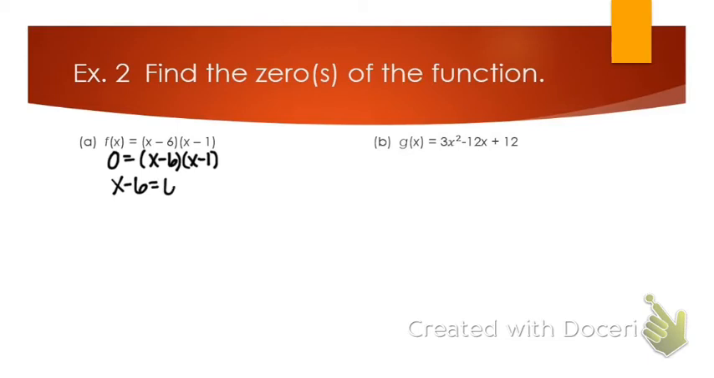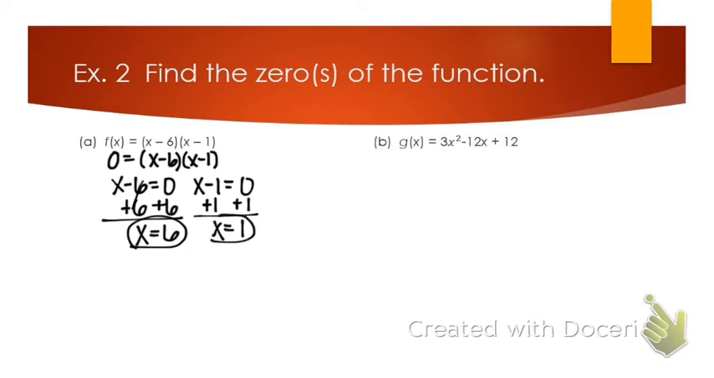X minus 6 equals 0 and x minus 1 equals 0. How do I solve for the first x? I add 6 to both sides, so x equals 6. Now, circle, don't box. We'll get back to this in just a second. Let's solve the second equation. How do I solve for the second x? I add 1. So x equals 1.